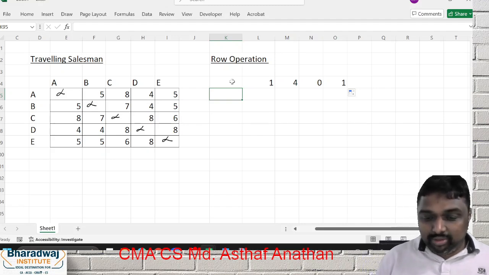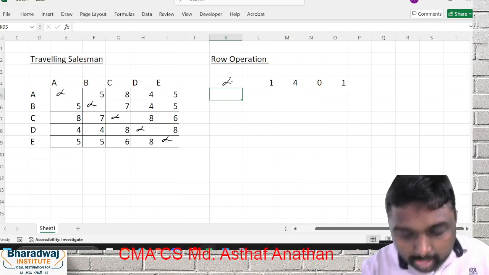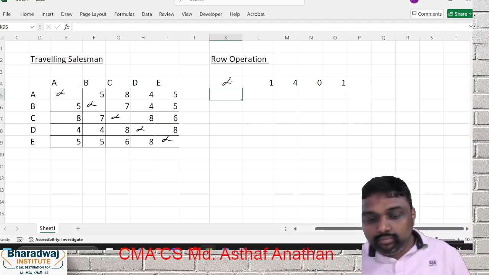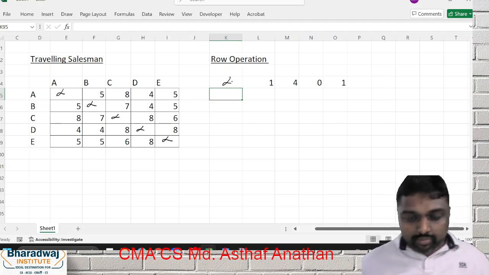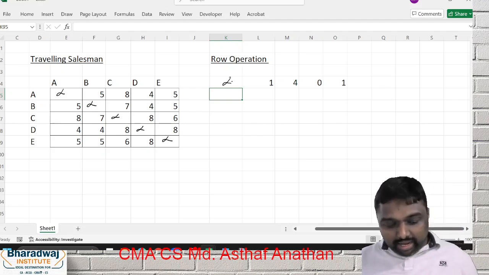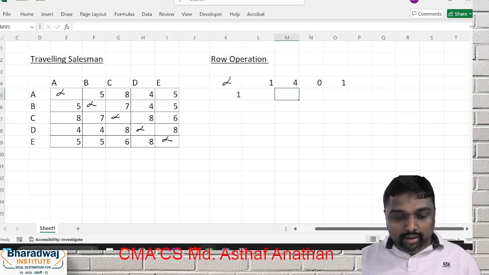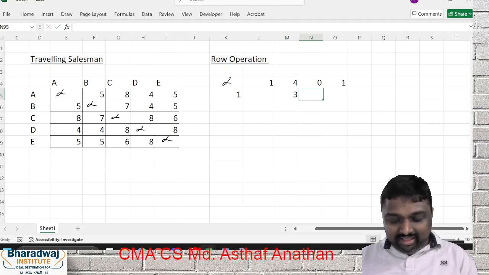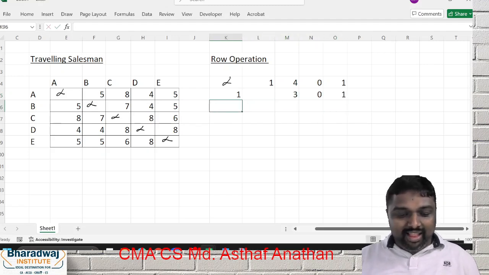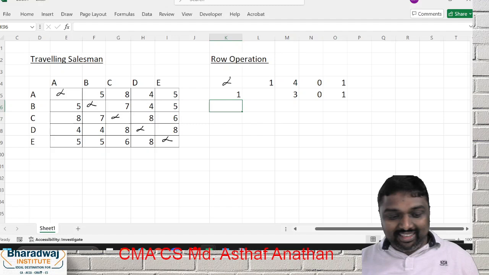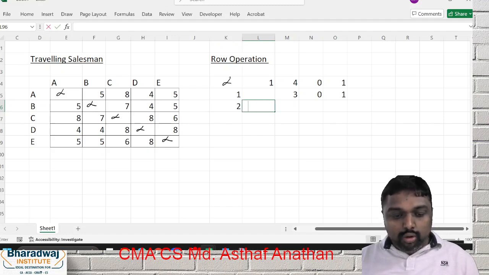Same way you have to approach. Next to what will come? Here the least number is again 4. So you will get 1, 3, 0, 1. And here the least number is 6. So 2, 1, 2, 0.